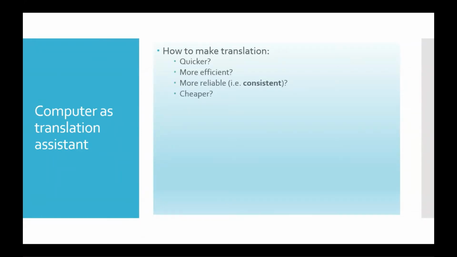So people started to wonder, well, how can I use this developing machine, this increasingly powerful computer to make translation quicker, more efficient, more reliable, and that has a lot to do with consistency, translating the same thing the same way every time. And of course, if you could do all those things, you can also make it cheaper, which is very important.